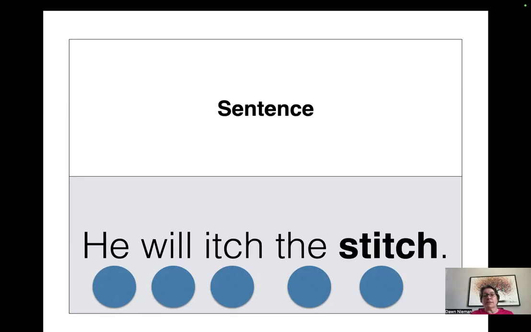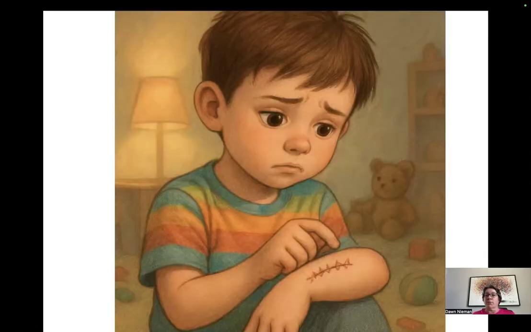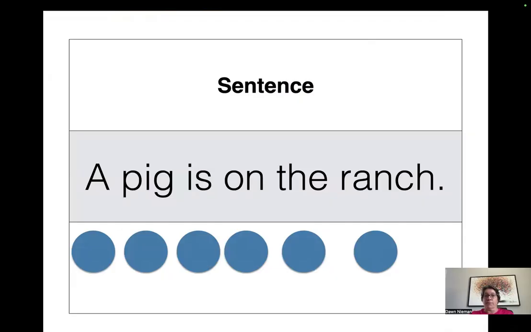If you read it this way, he will itch the stitch. Okay, so what is he itching? Yeah, what is he not doing? Yeah, he's not itching his leg. He's not itching the dog. He's itching the stitch. And then if you want to incorporate a picture to show them afterwards, right, to work on more of the comprehension piece and what is the picture that they see in their head and how is it different maybe than this picture.